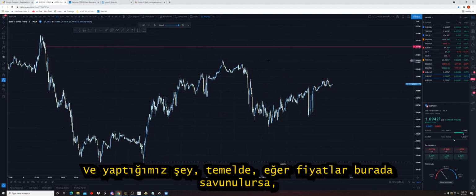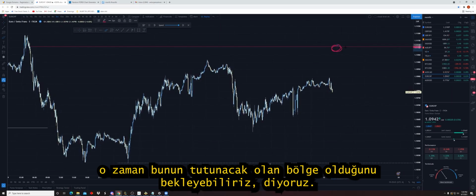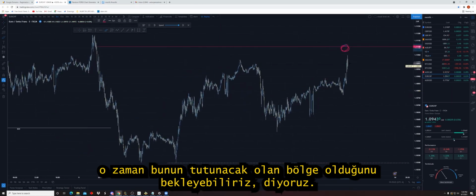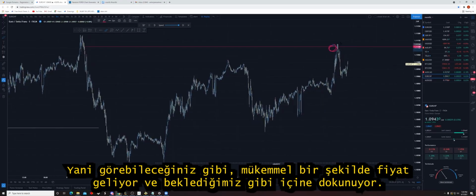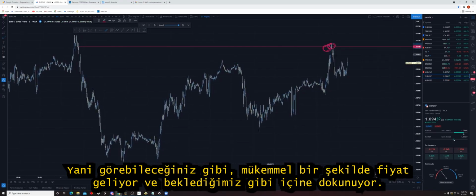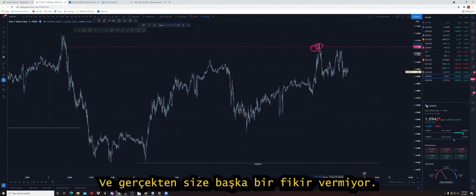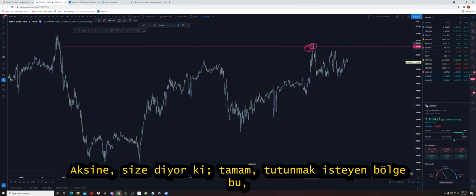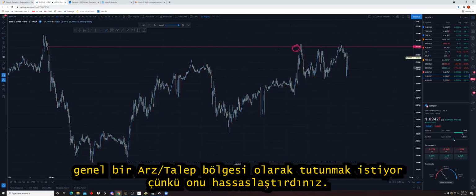So we have that refined zone, and what we're basically saying is if price does get defended here, then we can expect that this is the zone that's going to hold, right? And then break down to here. So as you can see, perfectly, price comes and taps into it, just like we expected, right? And it really doesn't give you any opinion otherwise. It tells you, okay, that's the zone that wants to hold. It wants to hold as an overall supply and demand zone because you refined it.